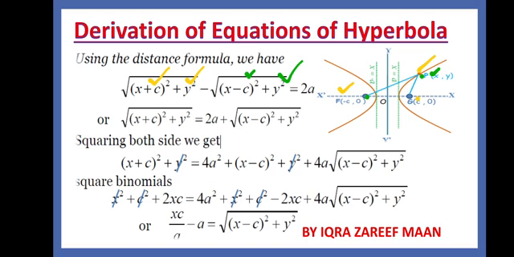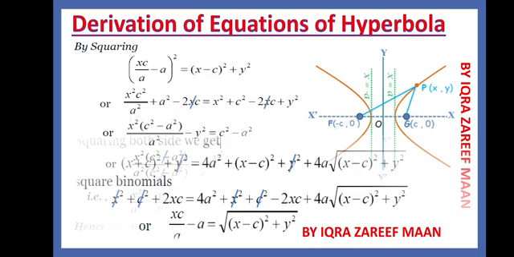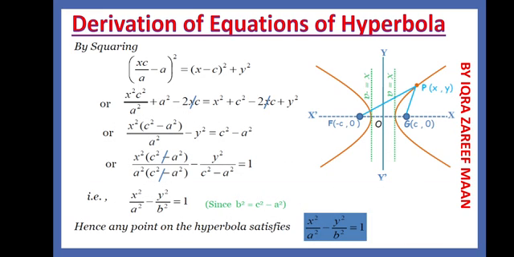Now we simplify these terms. We take one square root term to the right-hand side and then we square both sides. After squaring, we cancel similar terms like y square here, and then we open the squares of these binomials. After that, we cancel some more terms. You can verify all these calculations. Now we move forward.